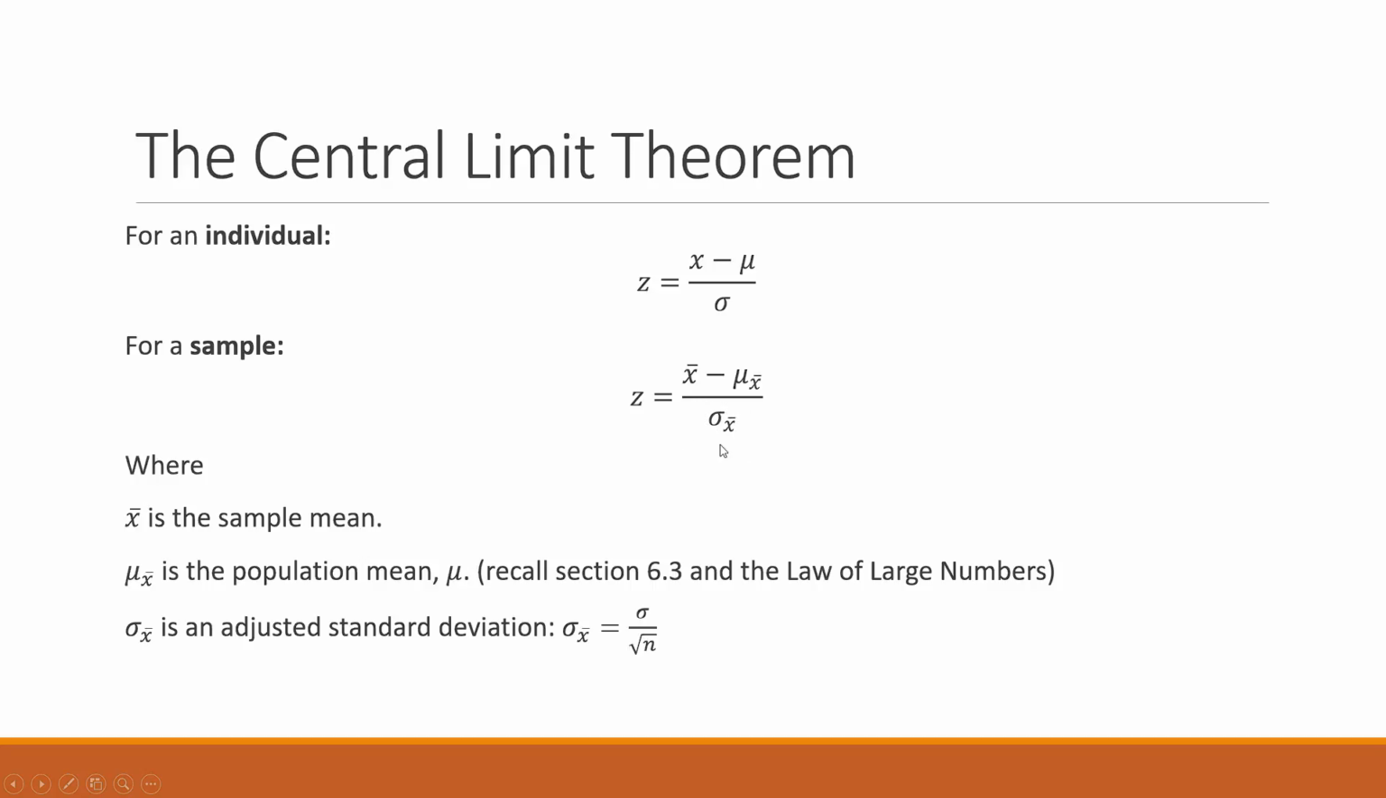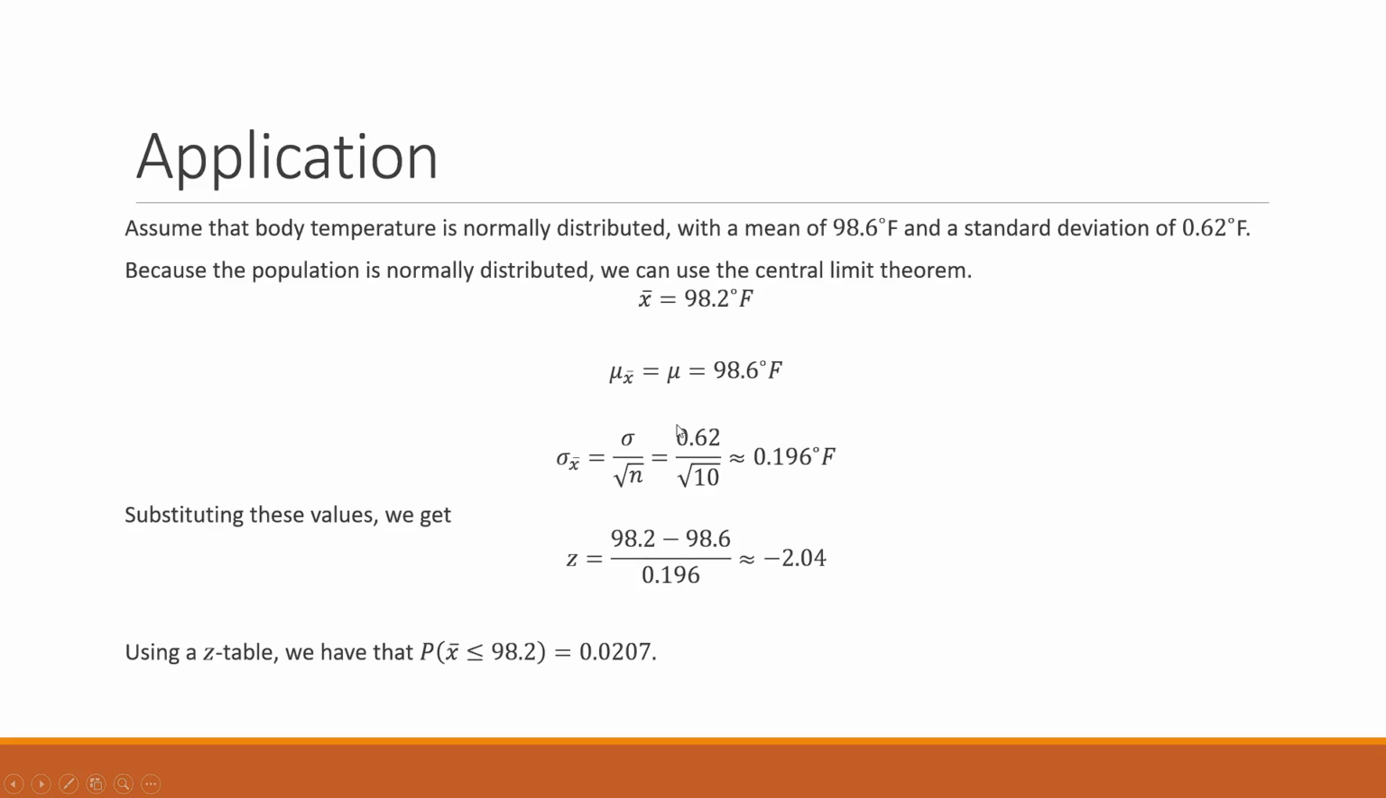Whenever you're doing a sample, not just one person, but a sample, you adjust your standard deviation value. And the way you adjust it, this is terribly important, is you take the original standard deviation and divide it by the square root of the number of people in your sample, or the number of values in your sample. So for us here, our mean is 98.6. Our standard deviation for the whole population is 0.62.